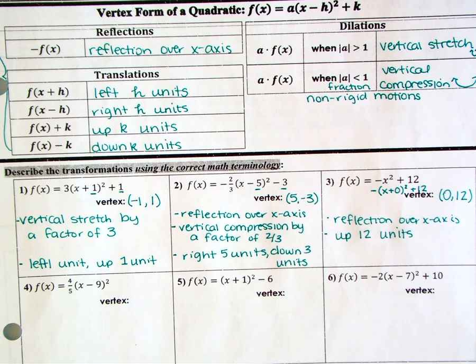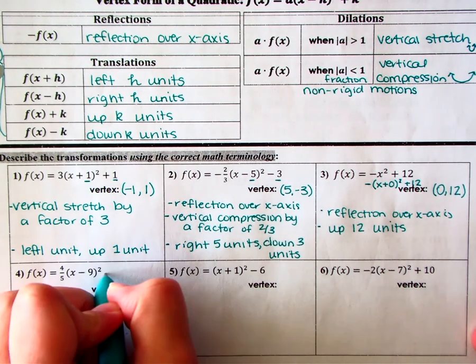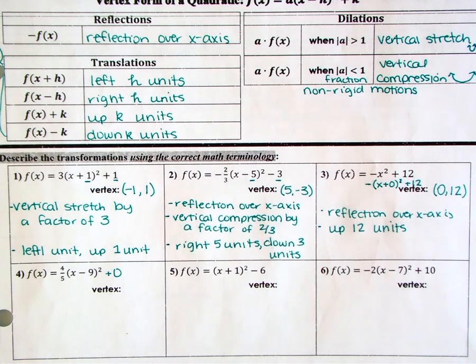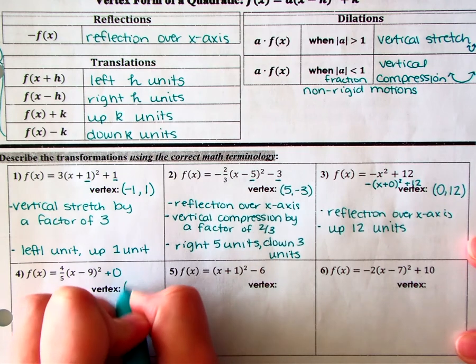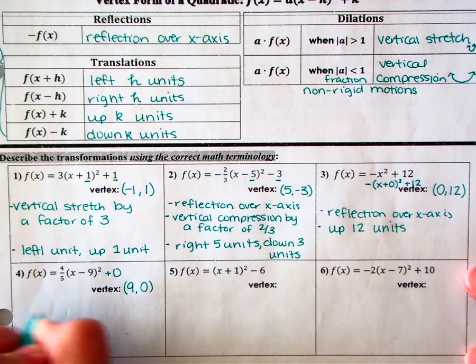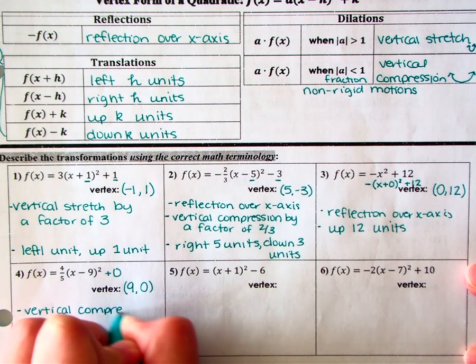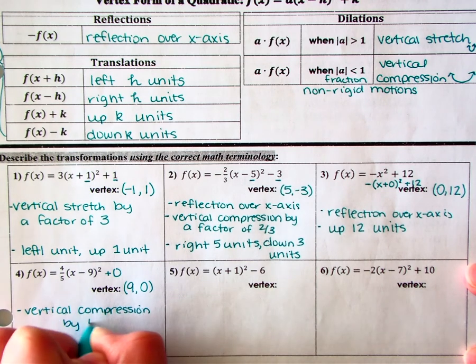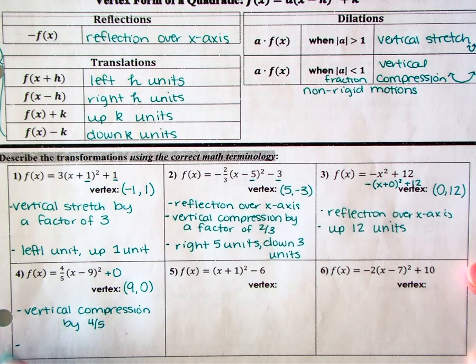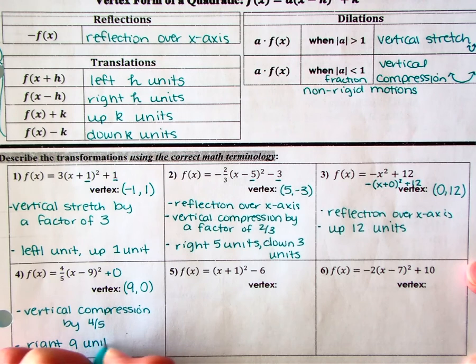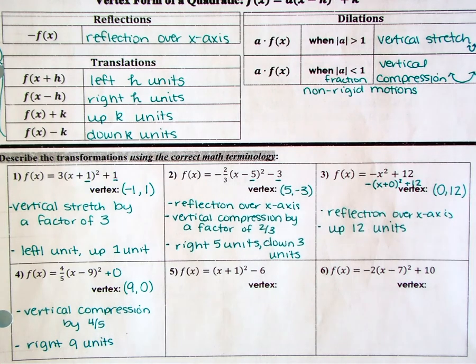All right, looking at example 4. We've got a fraction in front, we've got parentheses. My vertex, there's no k, so we'll put a 0 as a placeholder. My vertex would be 9, 0. 4/5 in front tells me a vertical compression. And that minus 9 inside the parentheses means that I'm translating to the right 9 units. So that means your original vertex at the origin is going 9 units to the right. So it's still positive.